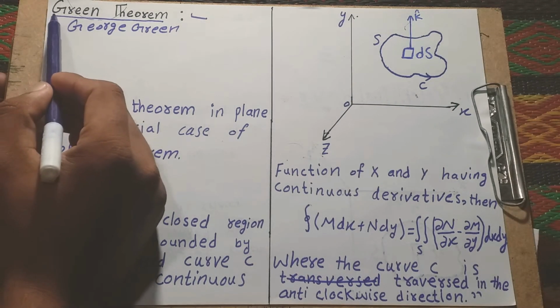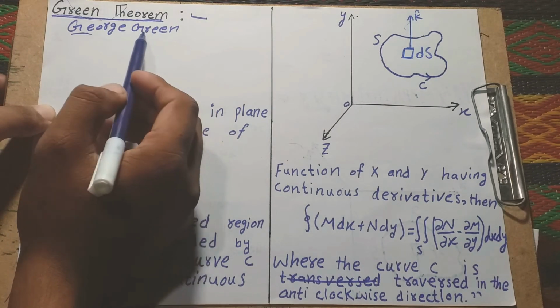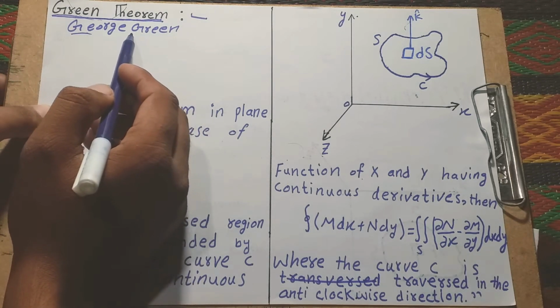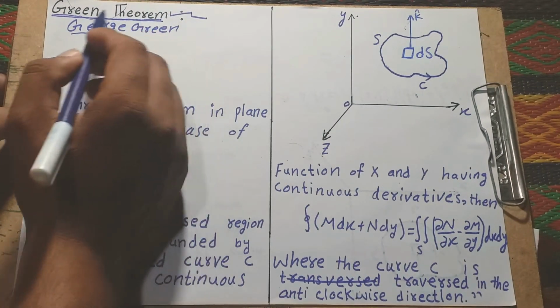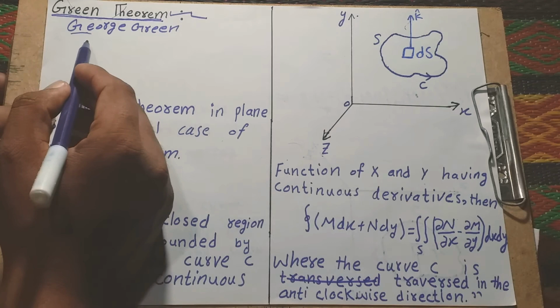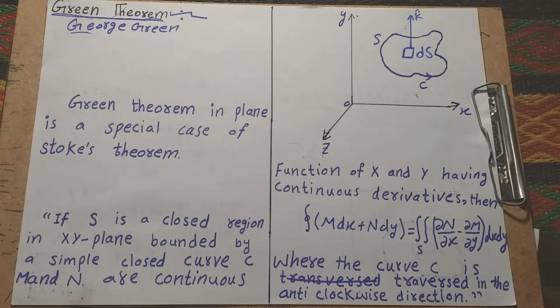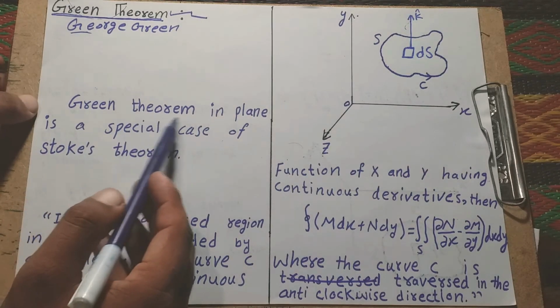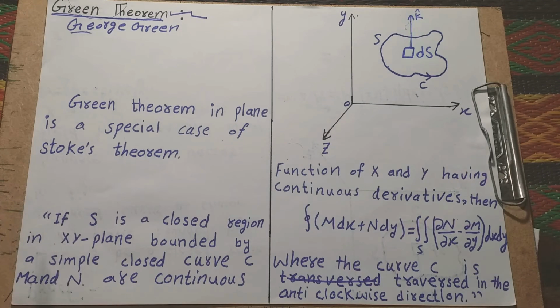Today our topic is Green's theorem. George Green was the English mathematician who introduced Green's theorem. The theorem that exists in two dimensions, or in the plane, is called Green's theorem. It means the Green's theorem in plane is a special case of Stokes' theorem. What is Stokes' theorem, and why is Green's theorem in plane a special case of Stokes' theorem?